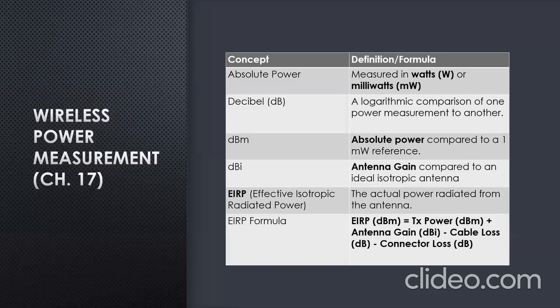Then you calculate EIRP in milliwatts, which is the power in milliwatts times the linear gain over the linear loss factor. And then you convert the EIRP back to dBm, which is 10 log 10 of the EIRP in milliwatts.